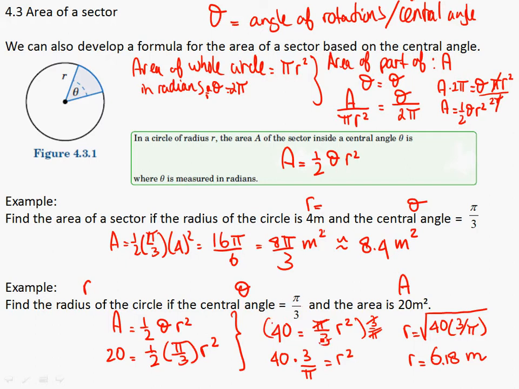No, not initially. I had pi over 3 times r squared, so when I multiply by 3 over pi on both sides, look, it's still here. Okay, it is there. It did change the left side, I just wrote it a slightly different way. Okay, so that's your radius.